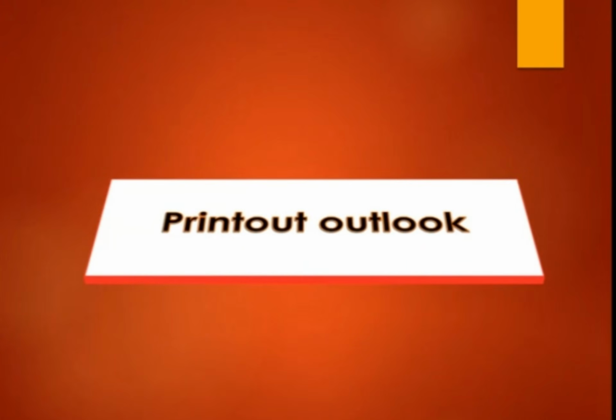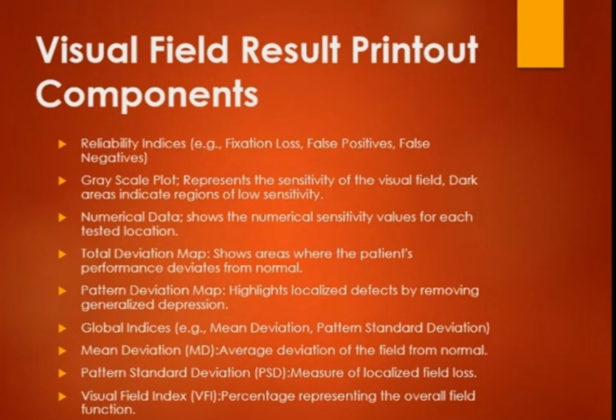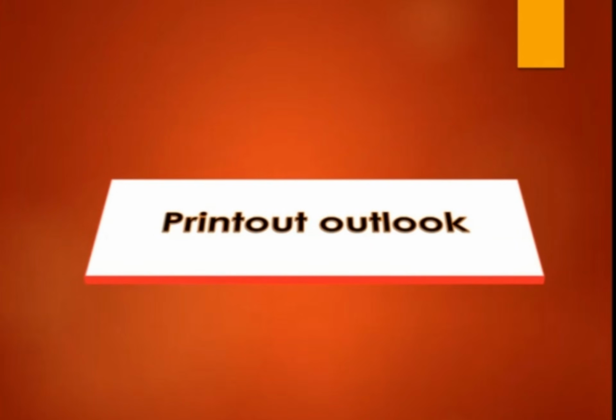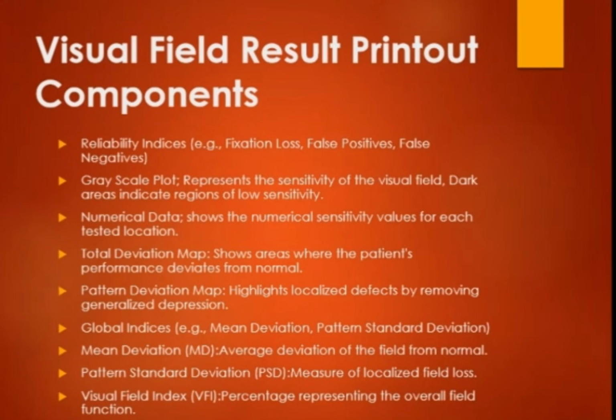So we are going to take a look at the printout, how it looks, and then the components as well. For a visual field result printout, there are so many components you should look out for. We have the reliability indices, the grayscale, the numerical data, the total deviation map, the pattern deviation map, the global indices, the mean deviation, the pattern deviation, and the visual field index. So we're going to take them one after the other.